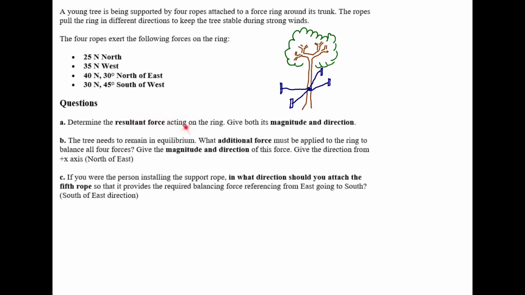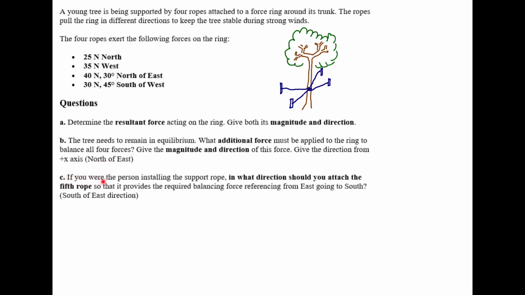Determine the resultant force acting on the ring. Give both its magnitude and direction. And letter B, the tree needs to remain in equilibrium. What additional force must be applied to the ring to balance all 4 forces? Give the magnitude and direction of this force. Give the direction from the positive x-axis, which is north of east.